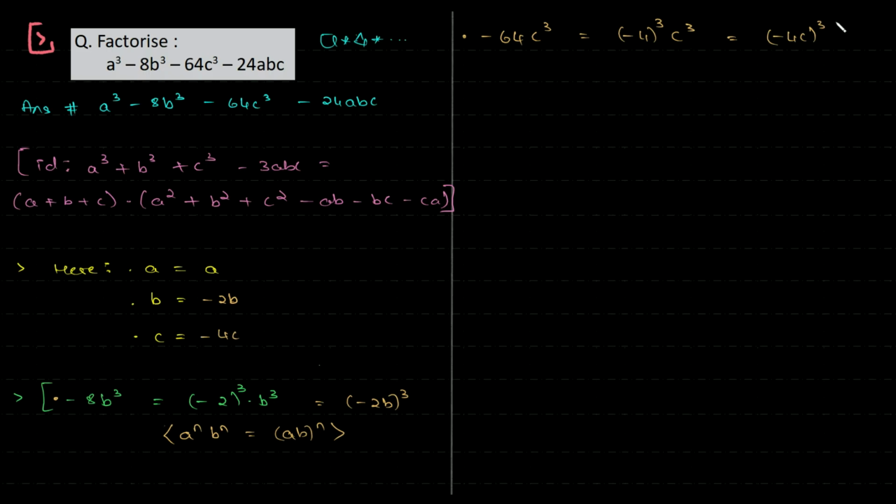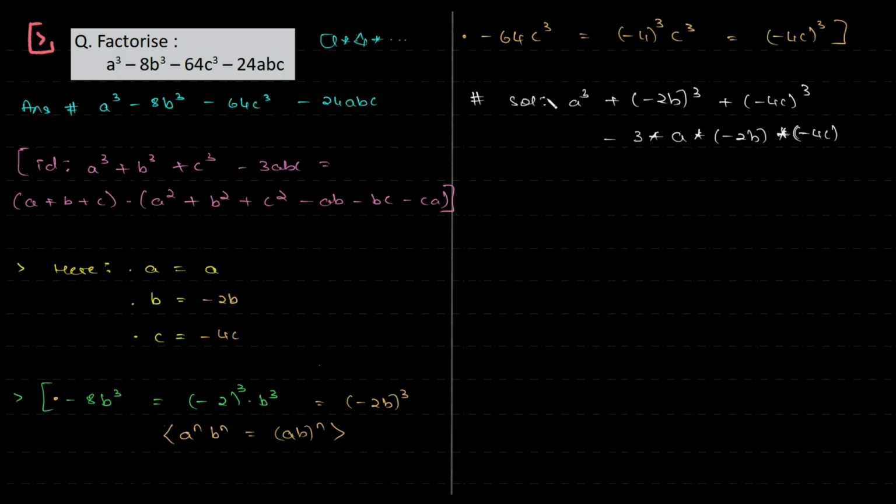After doing all of this work, now we will be able to complete the answer. Your solution will look like this: a cube plus of minus 2b the whole cube plus of minus 4c the whole cube minus 3 into, just copy a, b and c, a into b into c, right? When you solve this, by default you will get back 24abc. You guys can do that.